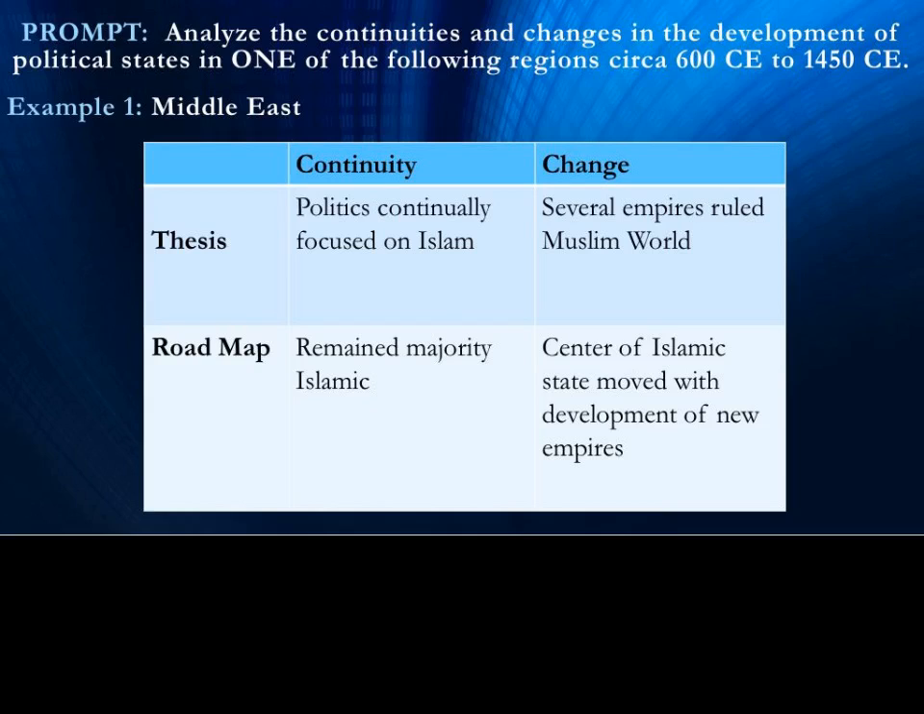Now, following the thesis is the roadmap statement. They remained a majority Islamic or Muslim. Right? Notice the connection. Just like we have a connection here, there's a connection here. And the roadmap statement for the change: the center of the Islamic State moved with the development of new empires. So there is a connection here as well. So that's why it's easier to use the thesis to develop that roadmap statement. Because by doing that, you're able to show the connection, not just with your answers and your thesis, but how you address all the parts of the question.